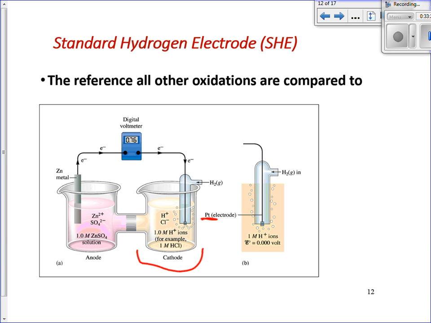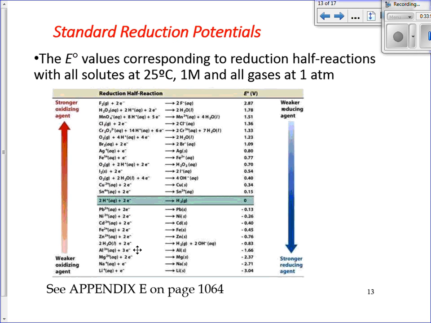But all the other solutions were worked off of hydrogen. Hydrogen was designated with the volts of 0, so that's where their baseline is coming from. So the oxidation or reduction of hydrogen ended up being 0, so everybody else was based off of hydrogen, okay? And so they created a table of standard reduction potentials. So all of the potentials are in the format of being reduced, okay? So the E values correspond to the reduction half reactions at standard conditions.